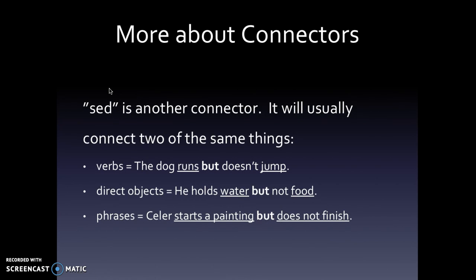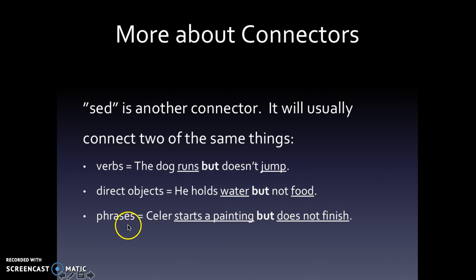All right, a little bit more about connectors. We have another connector in this stage. Sed is another connector. It will usually connect two of the same things. So it can connect two verbs. The dog runs, but doesn't jump. It's connecting two verbs here. Direct objects: he holds water, but not food. It's connecting two direct objects.